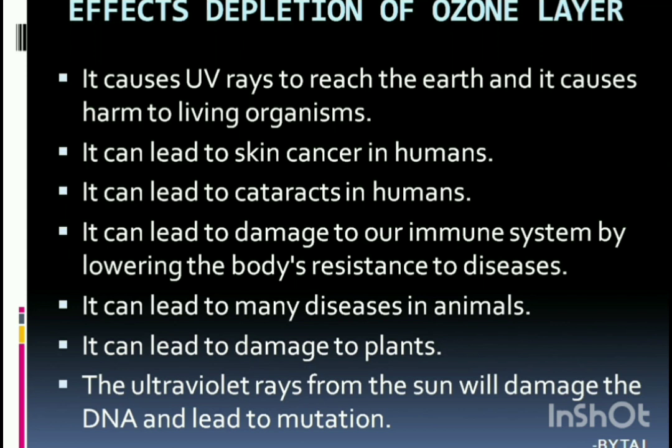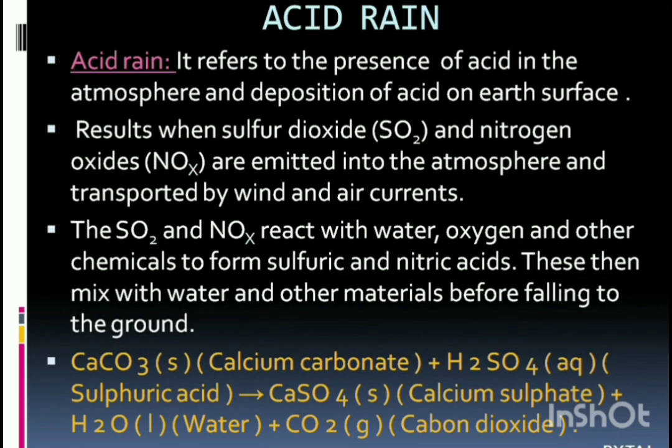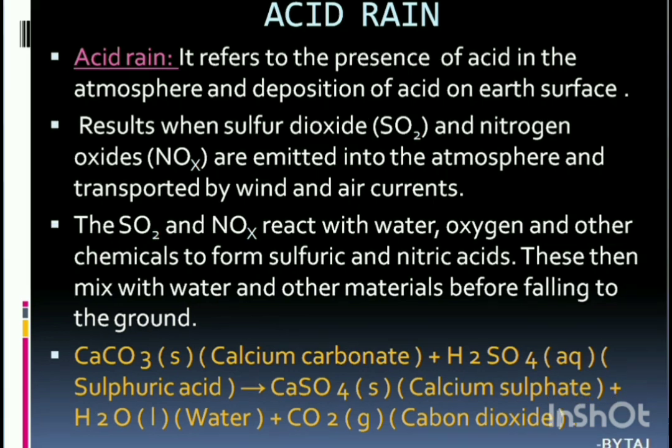So coming to the last concept, that is acid rain. Here acid rain refers to the presence of acid in the atmosphere and deposition of acid on the earth's surface. This is what we call acid rain. It results when sulfur dioxide SO2 and nitrogen oxides NO2 or NO3, nitrates and nitrites, which we call NOx, are emitted into the atmosphere and transported by wind and air currents.